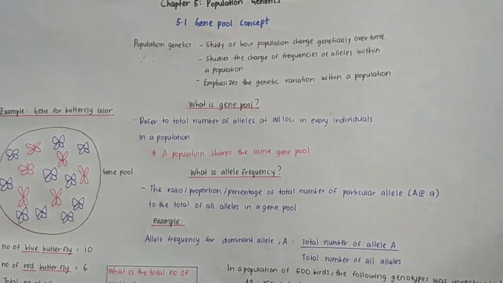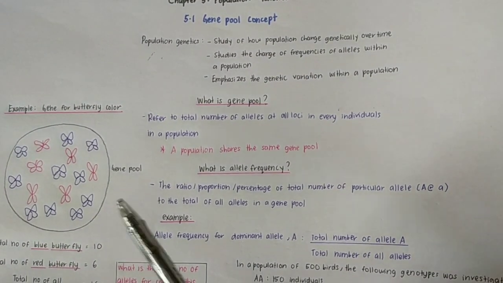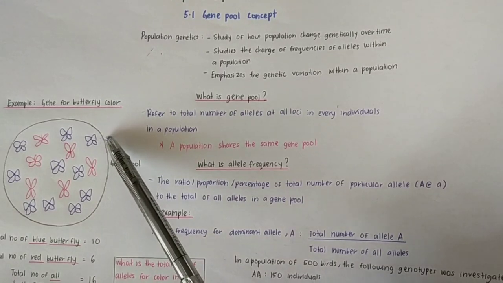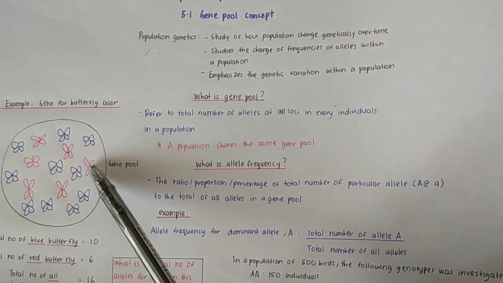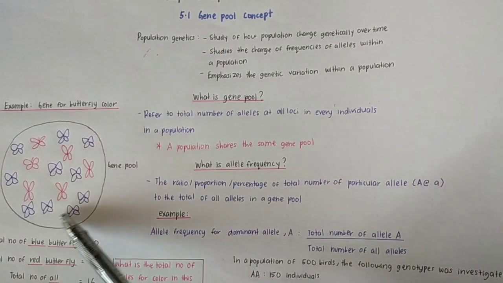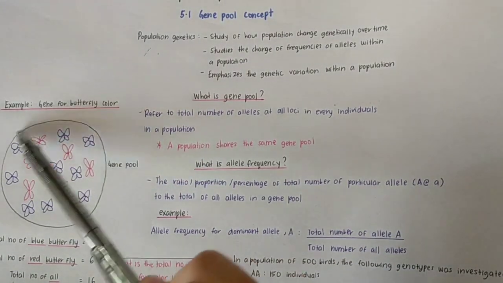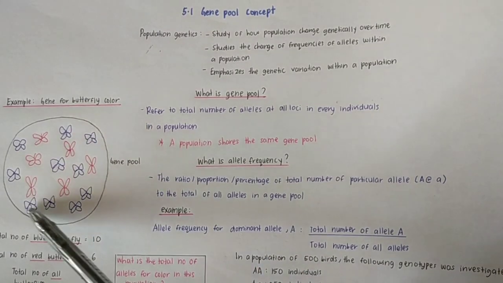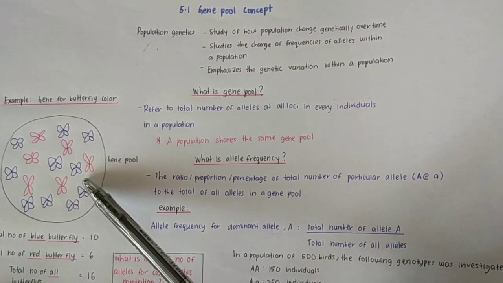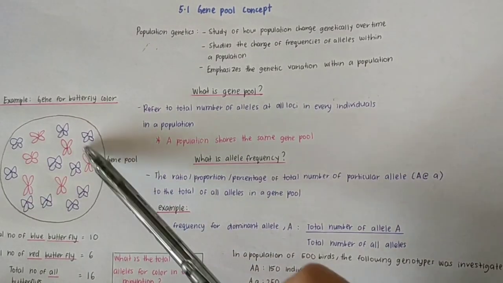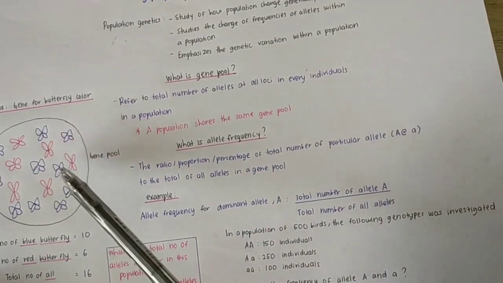Okay, so kalau kita tengok based on this diagram, let's say this is the example of gene for butterfly color. If you look at the color of the butterfly here, color yang ada adalah the red color and also the blue color butterfly. So yang ni, yang kita panggil sebagai gene pool. So kita akan tengok dari segi total number of alleles yang ada di dalam individuals dalam population butterfly ni.